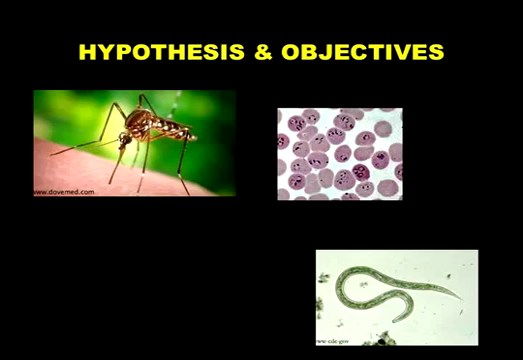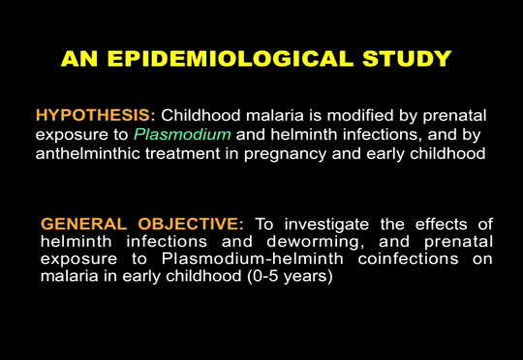So now going to the hypothesis and objectives. I'd like to note that this was an epidemiological study based on an immunological hypothesis. As the professor has said, I have practiced as an epidemiologist. I do not claim to be an immunologist. The working hypothesis was then designed to say childhood malaria is modified by prenatal exposure to Plasmodium and helminth infections, and by anthelminthic treatment in pregnancy and early childhood.